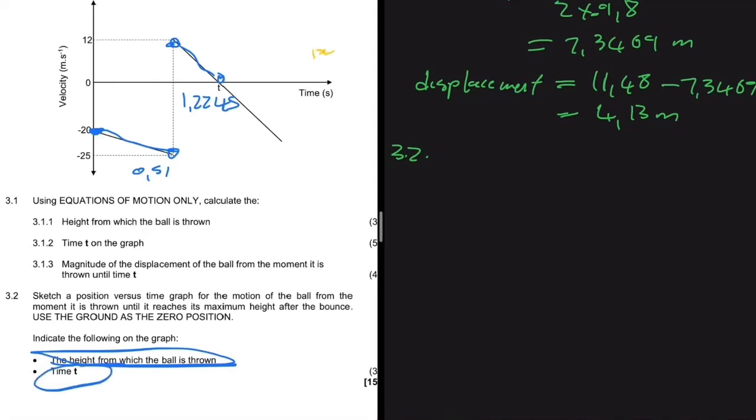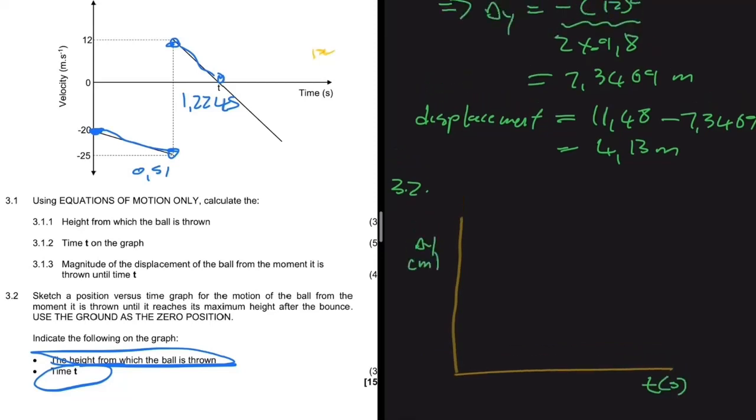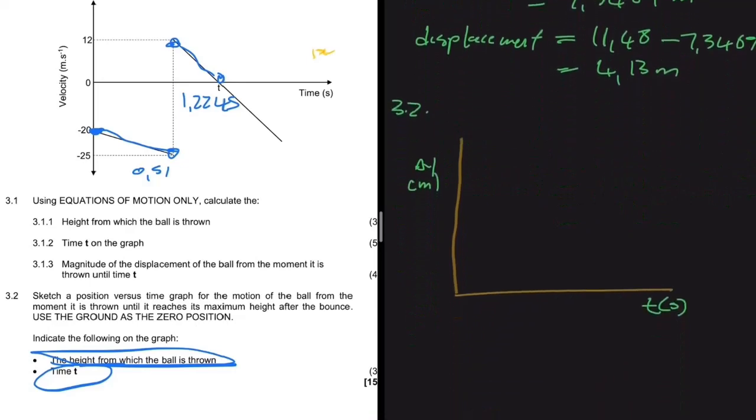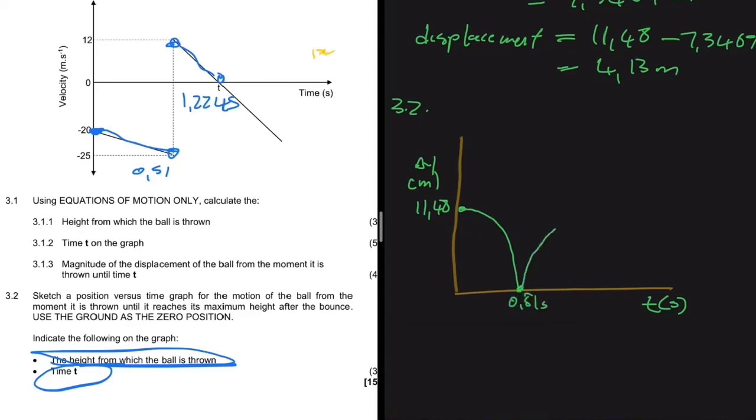So let me just sketch our Cartesian plane. On the x-axis we have the time in seconds. On the y-axis we need delta y in meters, right? So let's start by indicating the maximum height from which it is thrown. So the maximum height we say is 11.48. Like we've been saying, we're moving from maximum height and then it is thrown downwards, right? And then it hits the ground, and then it bounces until it reaches its new maximum height, right?